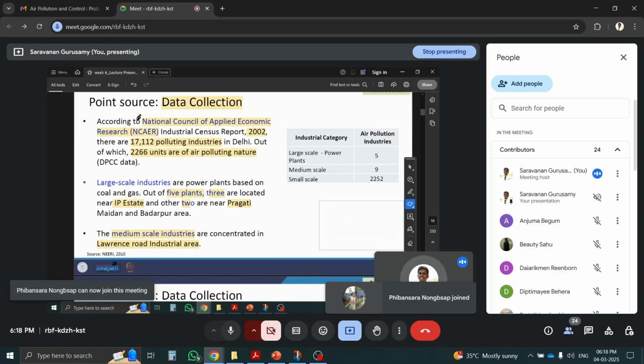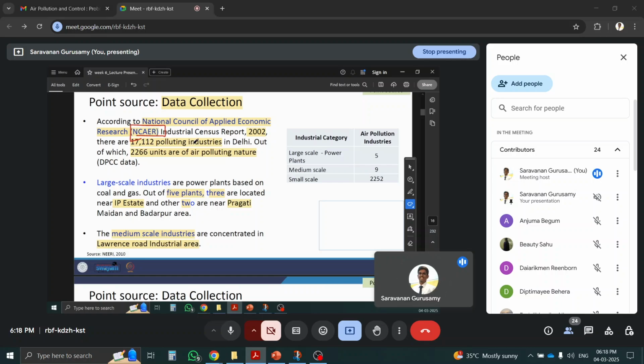So the data was collected from the National Council of Applied Economic Research. So they have the industrial data. Then the number of industries, like 17,112 polluting industries in Delhi. That's what the data shows. And out of that, 22266 units are air polluting in nature. And also they have considered large scale industries.